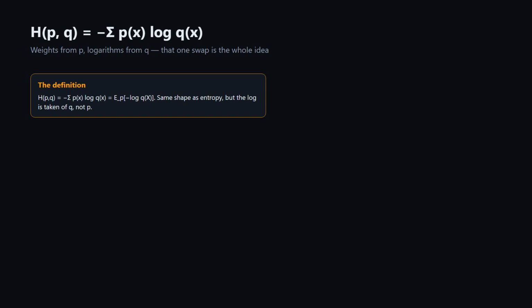Cross-entropy answers exactly that. H of P, Q equals minus the sum over X of P of X times log Q of X. The same shape as entropy, with one crucial swap. The weights come from P, but the logarithms come from Q.